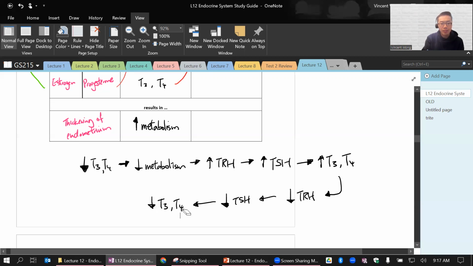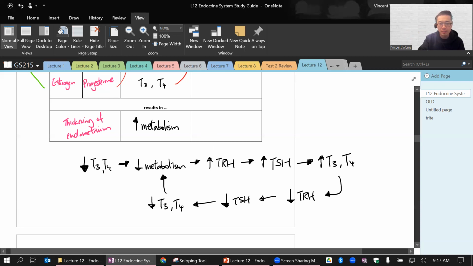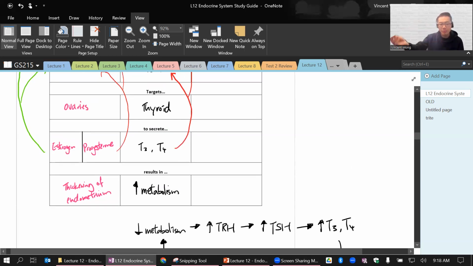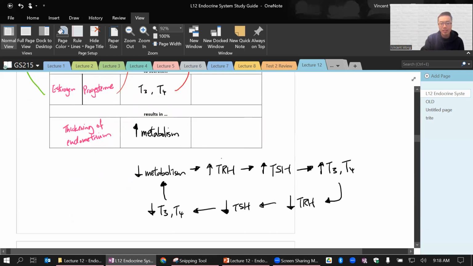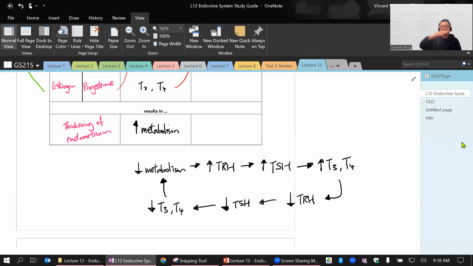Okay. And if you decrease T3, T4, what happens is, the existing T3, T4 that you have, they don't last forever, right? They have half-lives. They're going to break down, and eventually you're going to lower your metabolism, right? I guess I can erase this one now. Lower metabolism. And once you lower the metabolism, right? Once you have low T3, T4, the negative feedback, these red arrows are going to disappear, right? Okay. They're no longer suppressing the hypothalamus, and then you will crank up TRH again, and then TSH, and then T3, T4, and then it just keeps on looping the whole day. So your metabolism stays constant. Okay.